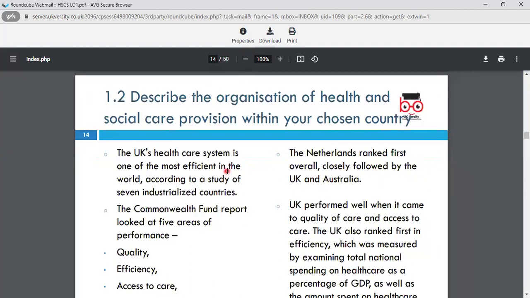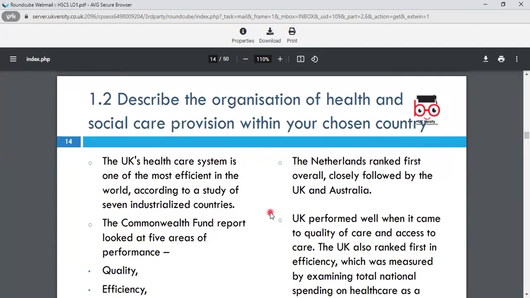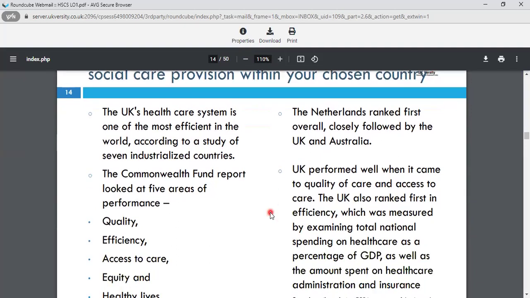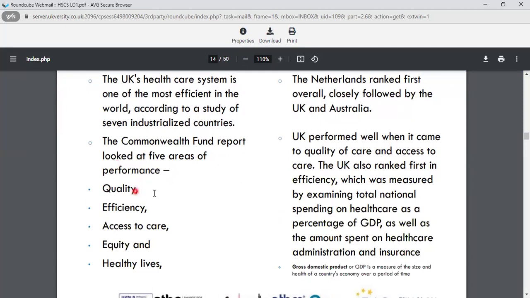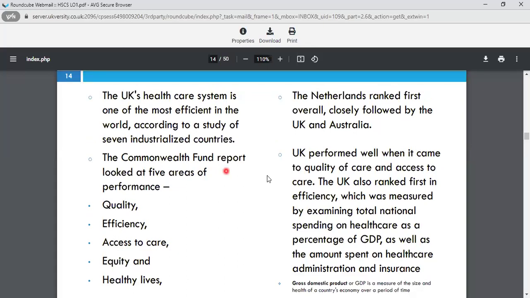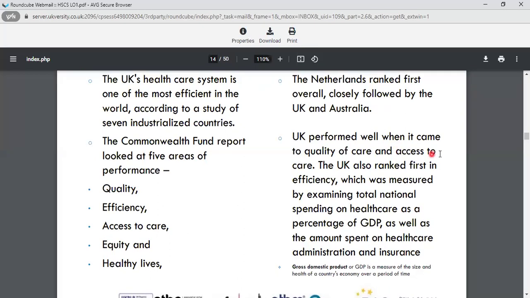If we take the UK, for instance, it is one of the most efficient in the world. This is according to a study of 7 industrialized countries. According to the Commonwealth Fund report, they looked at 5 areas of performance: quality, efficiency, access to care, equity, and healthy lives. The Netherlands was first overall, closely followed by the UK and Australia. The UK performed well when it came to quality of care and access to care.